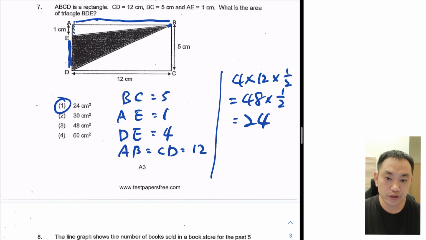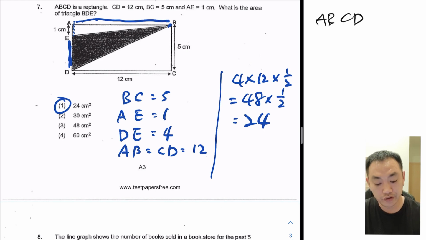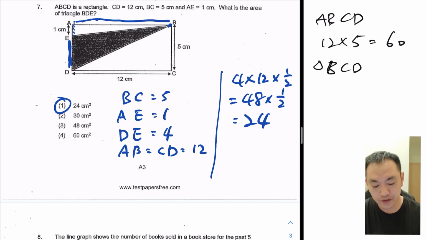There is another way of doing this, which is a long route, because if you calculate the area of rectangle ABCD, how do you calculate that? It's the length times width. So 12 times 5 equals 60. Then you could take out the two white triangles. Then you will also be able to calculate the area. So for example, the first triangle is BCD. So how do you calculate that? The base is 12 times by the height and times by half.